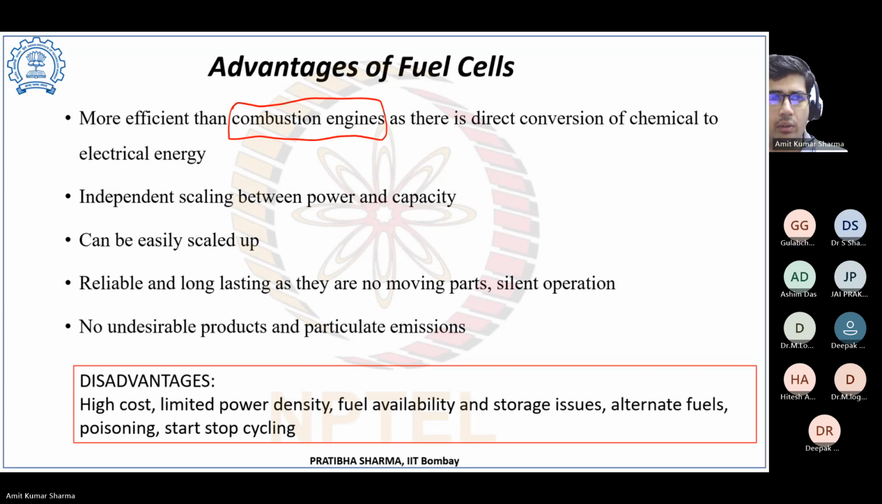So the heat integration is very necessary. In a low temperature fuel cell, it is not an issue, but the heat generated will not be that much. So it depends on the fuel cell. But yes, you can harness the heat generated by placing some heat exchangers.